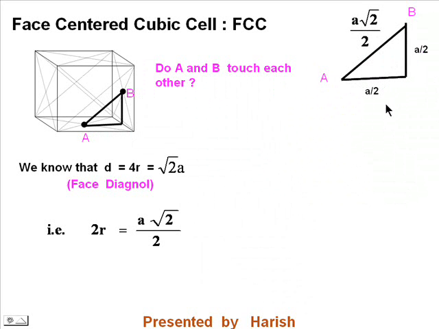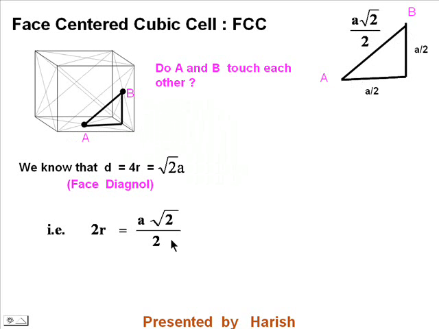So what is the length of this side? That is A by 2, this length A by 2. Why is this length A by 2? You are trying to measure the distance from the center of the face to the center of the edge. That is half of this whole length, that is A by 2. So this is also A by 2. A by 2, A by 2 gives you A root 2 by 2.